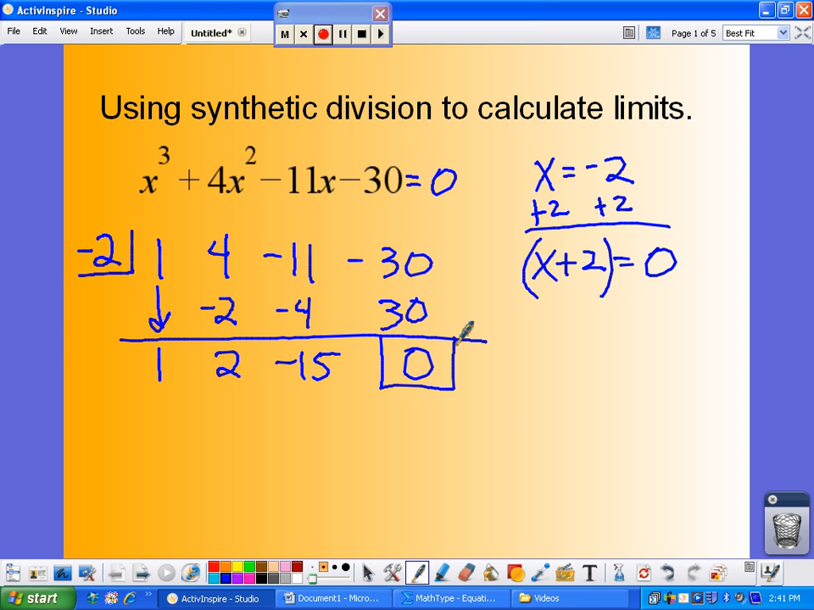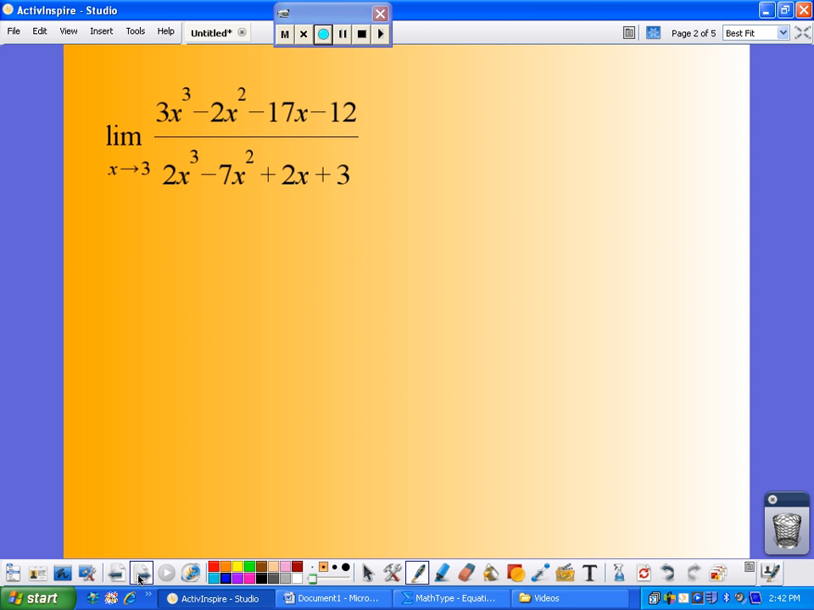So using synthetic division, I can see that I had a factor of x plus 2 in there because my remainder is 0. So one factor is x plus 2, and from synthetic division, the other factor is x squared plus 2x minus 15. Okay, let's do some limits.